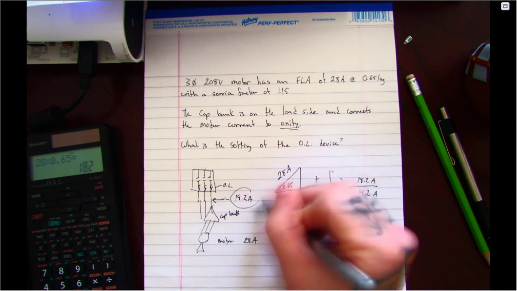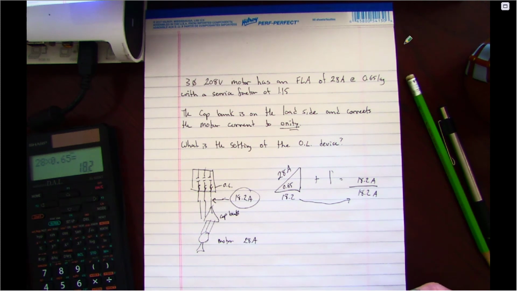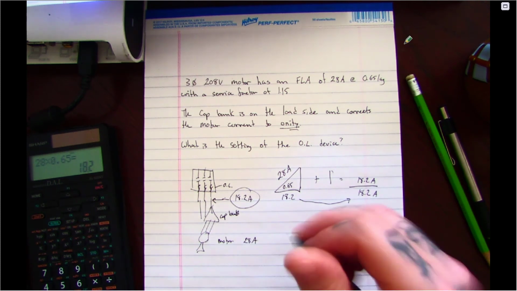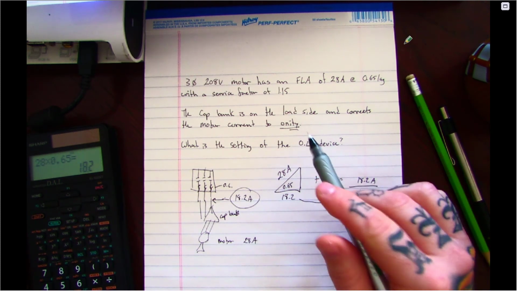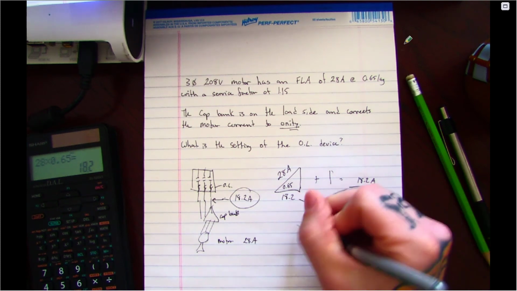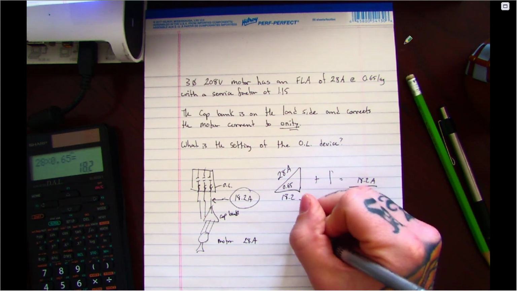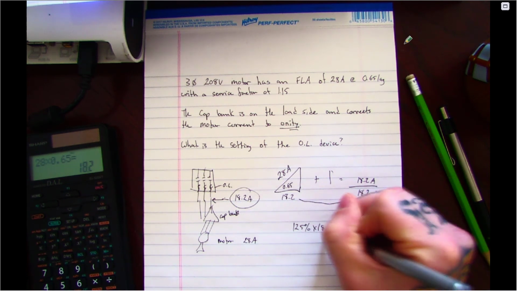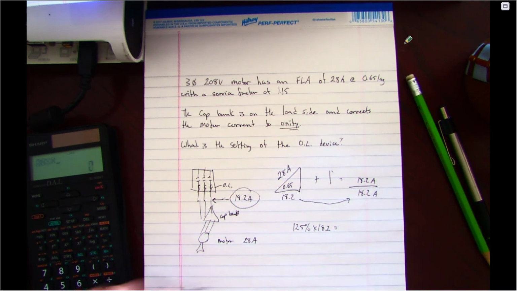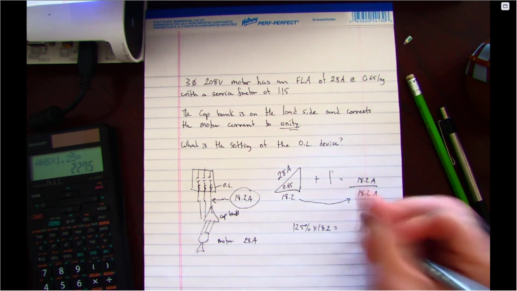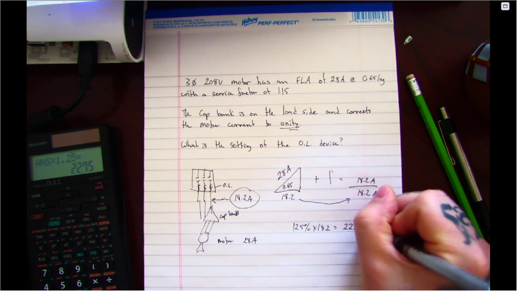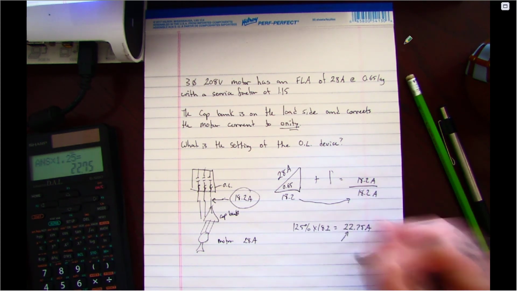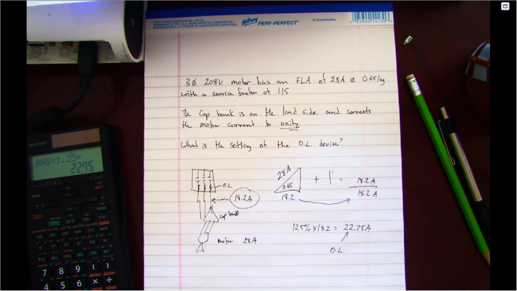So we can take this value now and size our overloads. So if it says it's 1.15 service factor, if we go to our code rule for motors, it's 125% times 18.2, so times 1.25, and I get 22.75 amps. So that is what the overloads would be set at. Okay, so that's an example there.